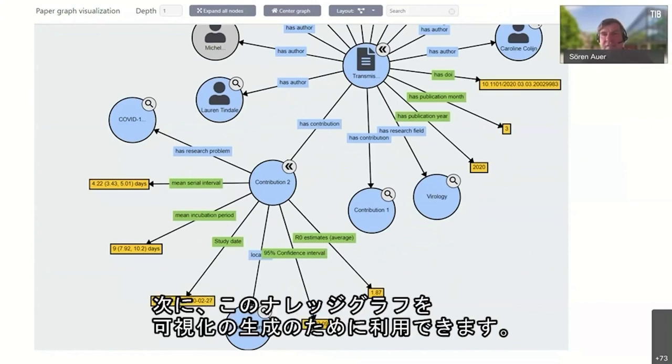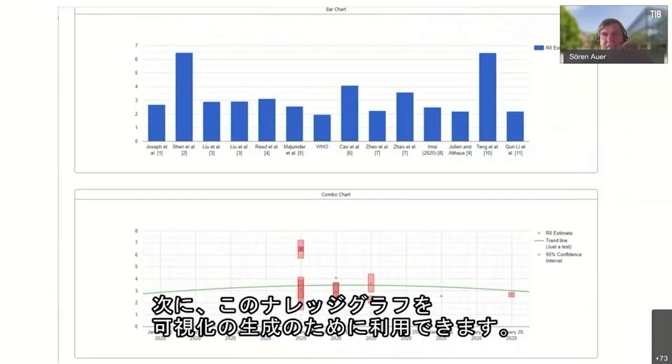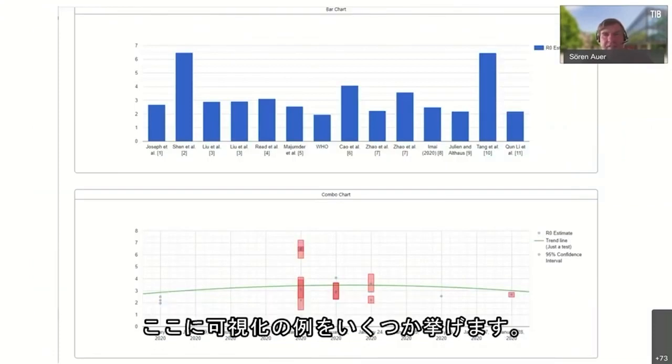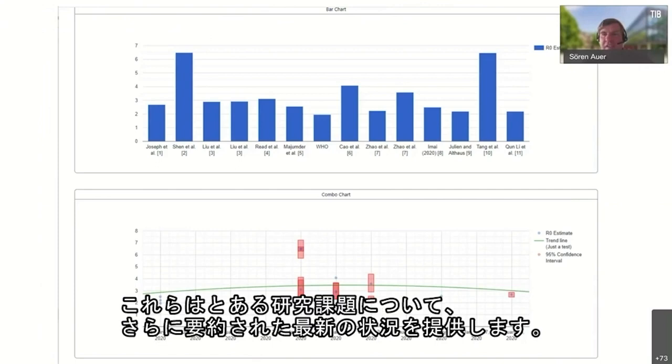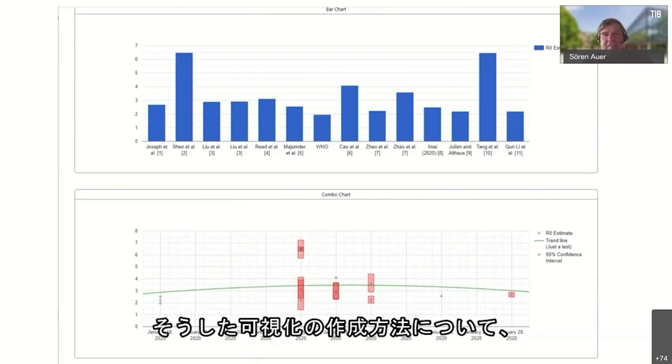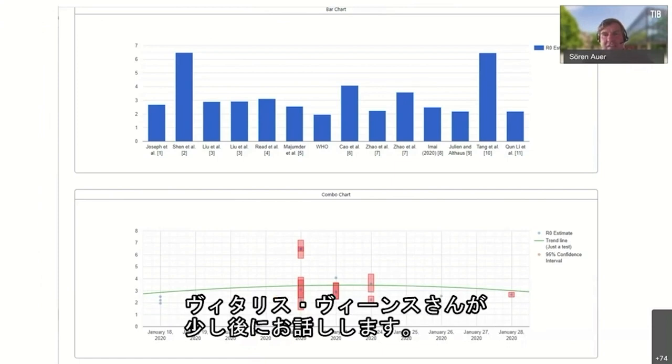And then we can use this knowledge graph for generating visualizations. And here are some examples of visualizations, which give you an even more condensed view of the state of the art for a certain research question. And Vitalis Wiens will tell you a bit later how you can build such visualizations.